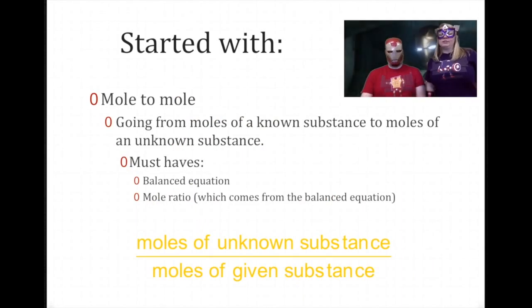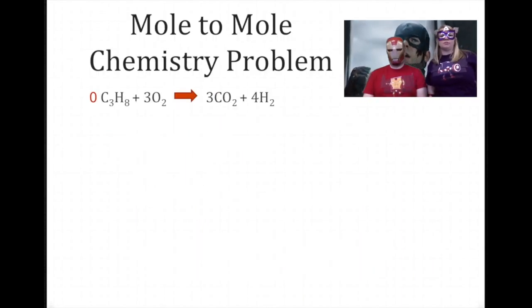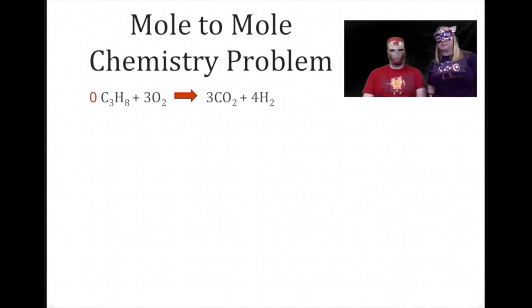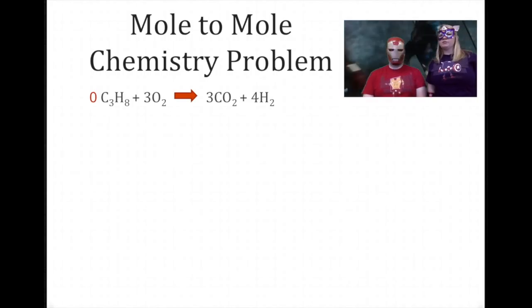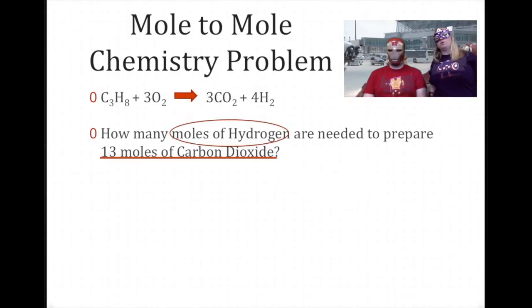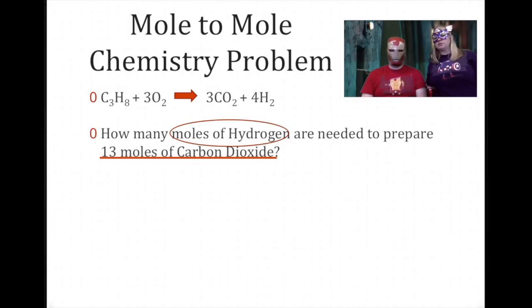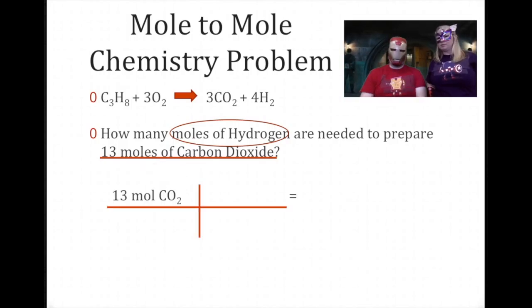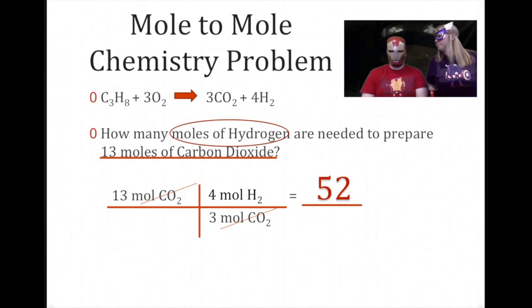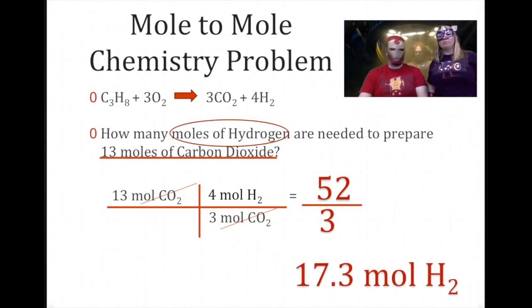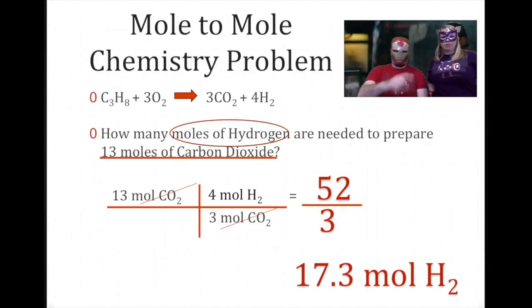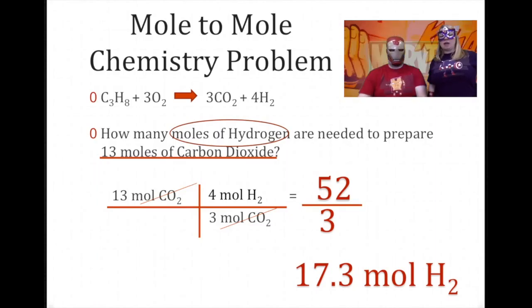So here's our simple problem of C3H8 plus 3O2 yields 3 carbon dioxides and 4 hydrogens. Now this problem is very familiar. It was on the last video. We're going to circle what we're looking for and underline where we start, and set up the T-chart. And then of course the 4 moles of hydrogen over 3 moles of carbon dioxide is our mole ratio. So 13 moles of carbon dioxide produces 17.3 moles of hydrogen. That's our ratio we came up with from the balanced equation.